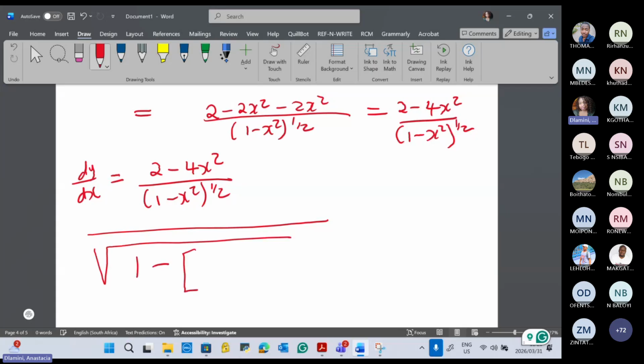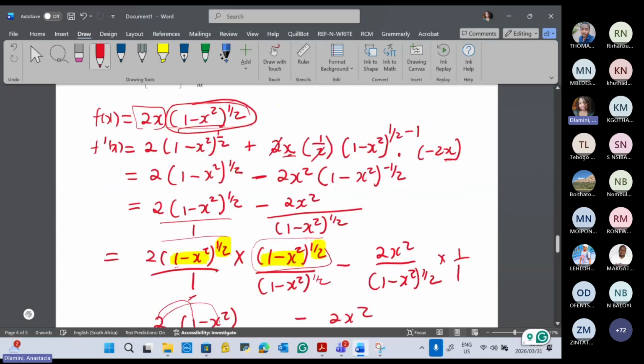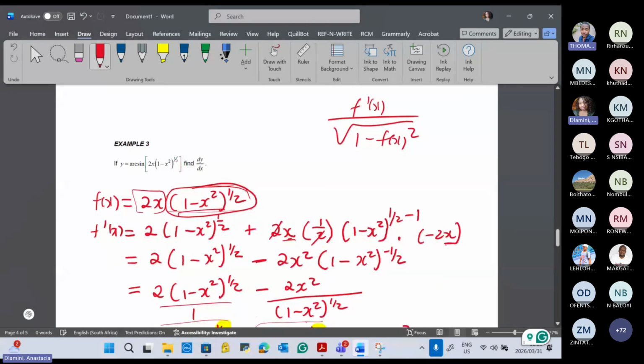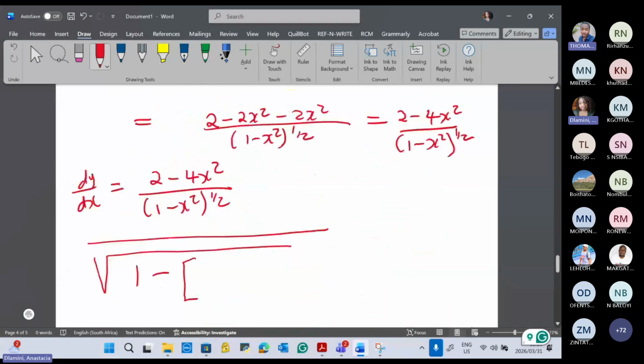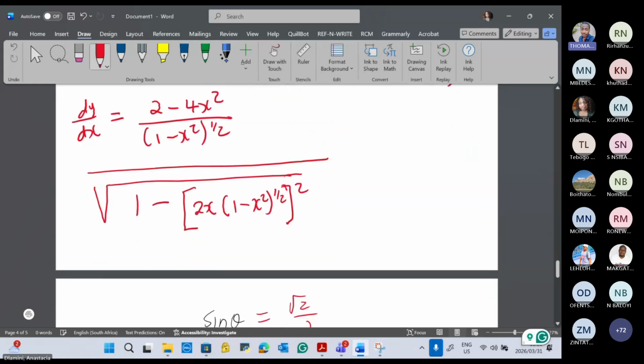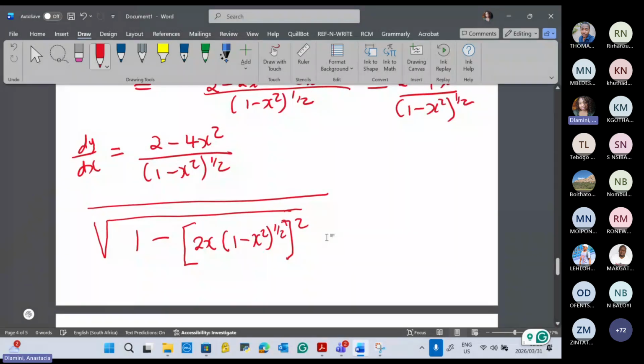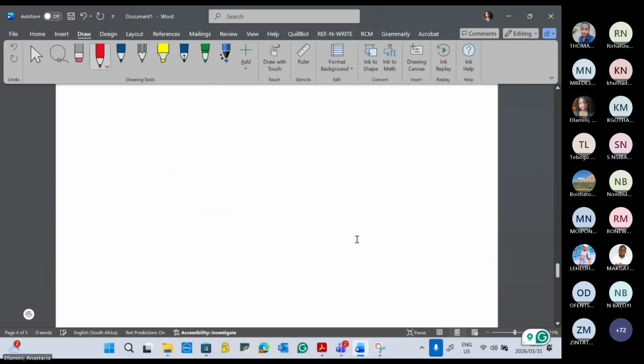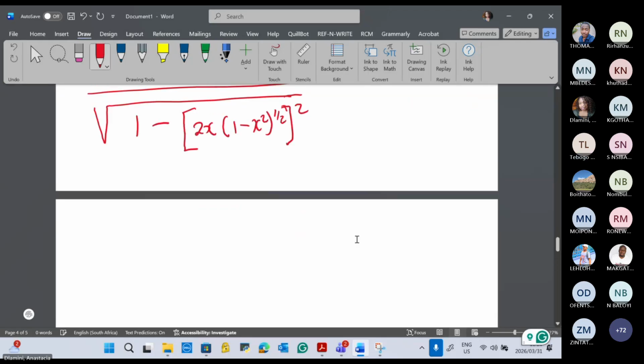Let's go back and see. f of x is 2x. So 2x, open bracket, (1 minus x squared) to the power of half, close bracket, squared. Are we together up to that point? Yes, ma'am. Please repeat that.